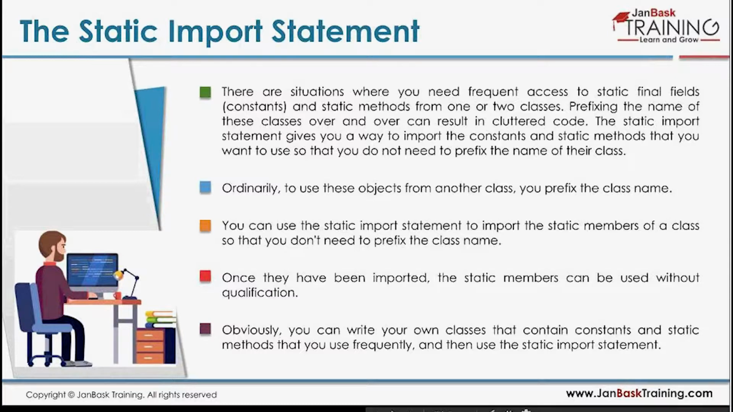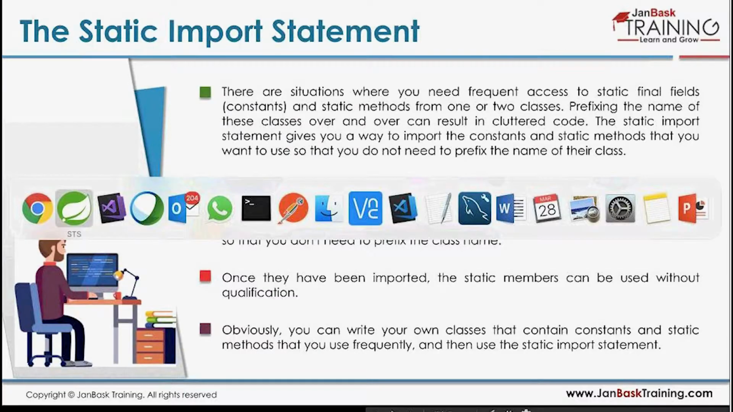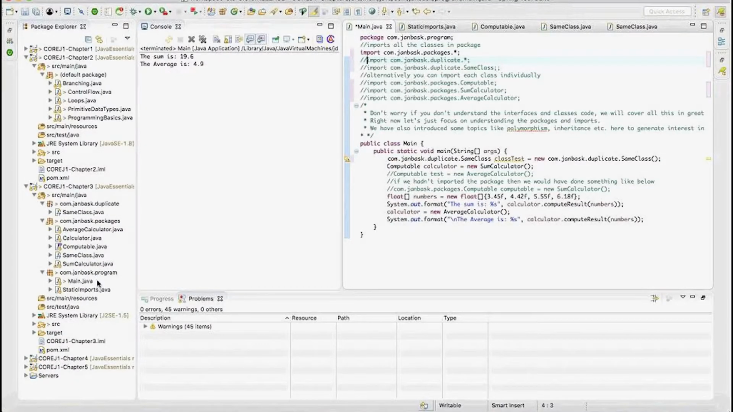Ordinarily, to use these objects from another class, you prefix the class name. You can use the static import statement to import the static members of a class so that you don't need to prefix the class name. Once they have been imported, static members can be used without qualification. Obviously, you can write your own classes that contain constants and static methods that you use frequently and then use the static import statement. And I'll show you shortly, right now, what I mean by this.